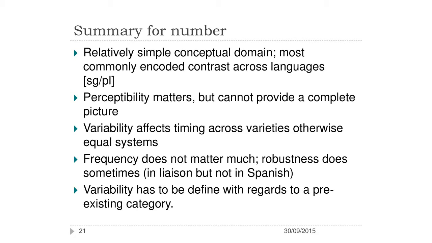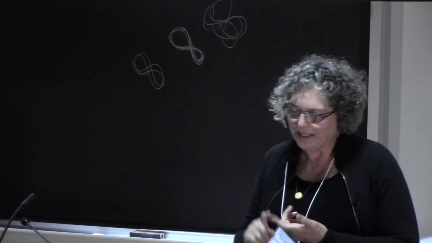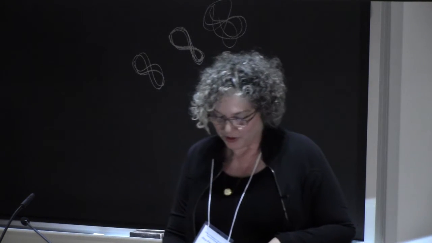The summary is, perceptibility matters. This is a relatively simple conceptual domain. Variability matters. Frequency, not really. Robustness does, but then how do you define robustness? And variability basically has to be defined with regards to a pre-existing category. Okay. Then we have construal, the interpretations of elements in a clause.